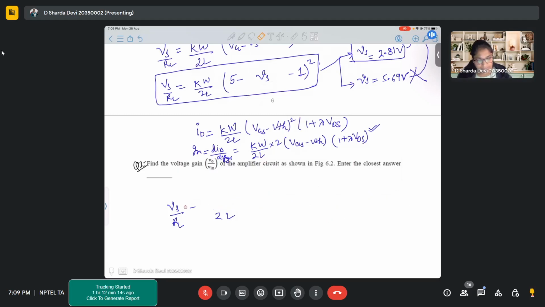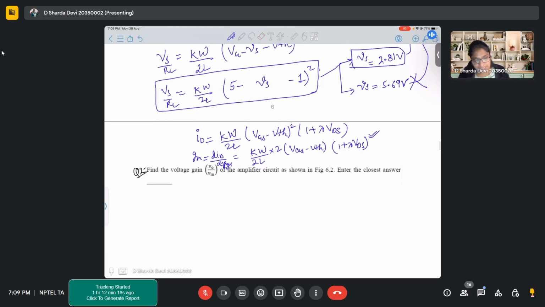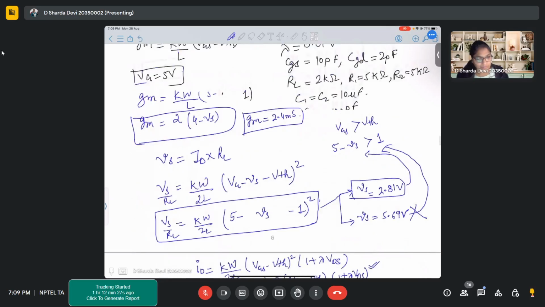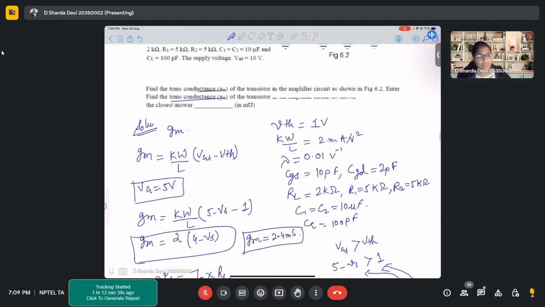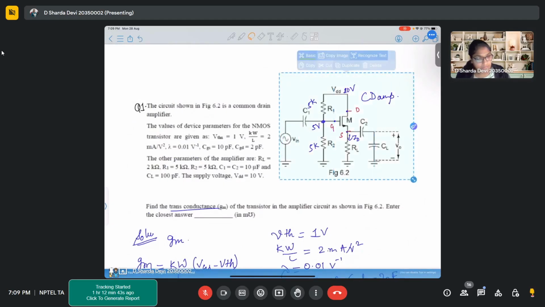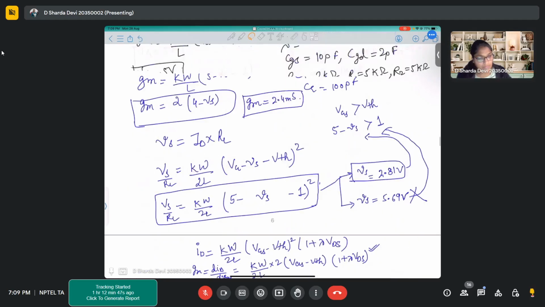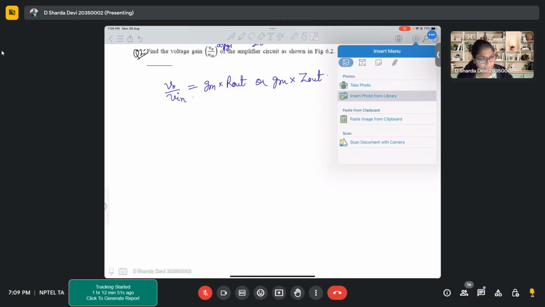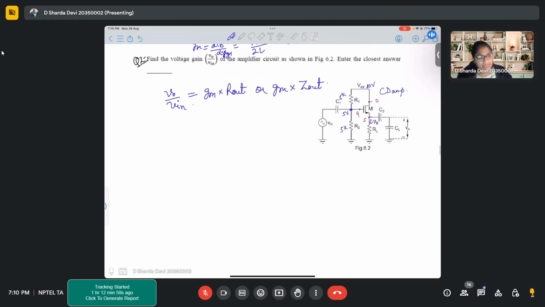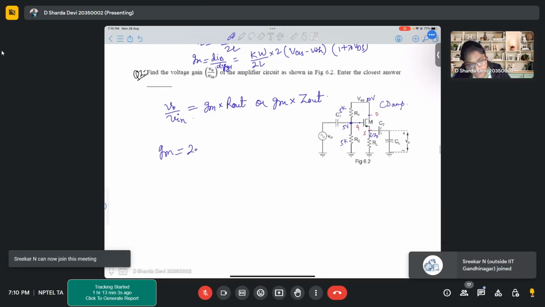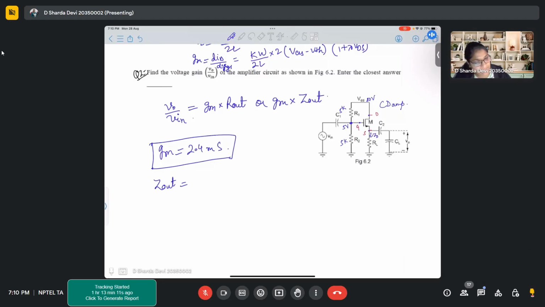Okay, with this, let's move on to the next problem. In this problem, we have to find the gain V out by V in. The simple gain is GM into R out, or GM into Z out. For this given circuit, we have already calculated GM, which is 2.4 millisiemens. We have to calculate R out or Z out. So what will be the value of Z out?